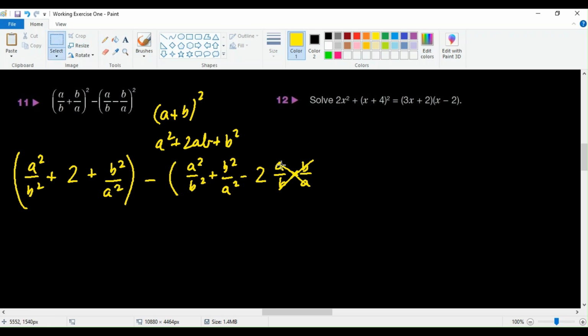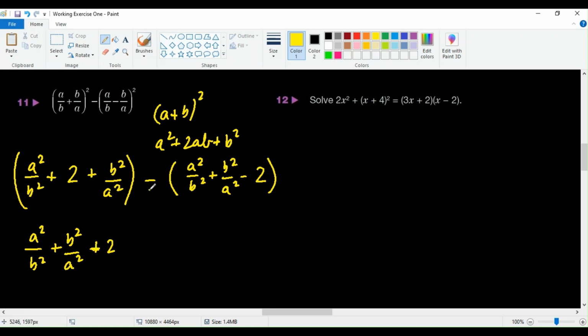So I will be removing this from here and putting a bracket. Now, once we have these two brackets, I will be opening the second bracket: a square over b square plus b square over a square plus 2. This is the first bracket we are talking about.